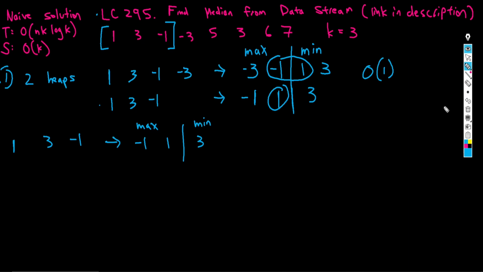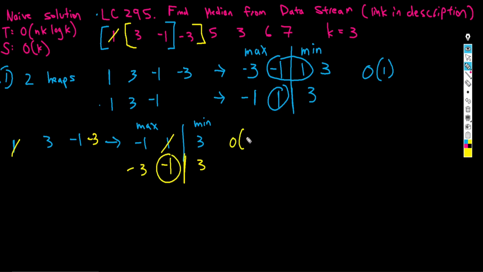So to move our window over to the right by one element, we would need to remove this 1 and add a -3 to our window. And so our final window using 2 heaps looks like this. So far, so good. We can still find our median in O(1) time by taking the max element from our max heap.